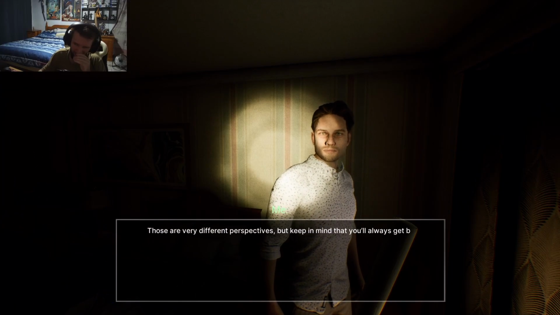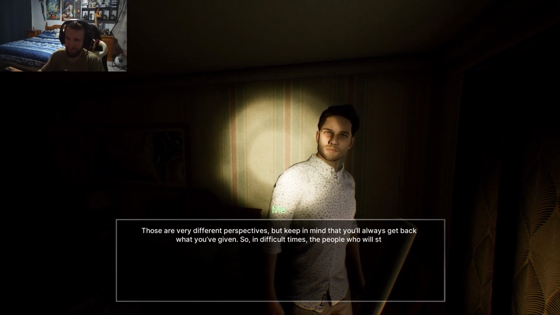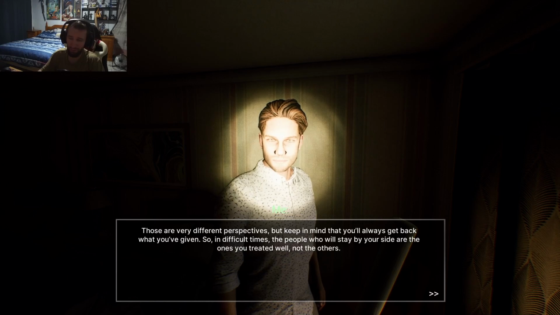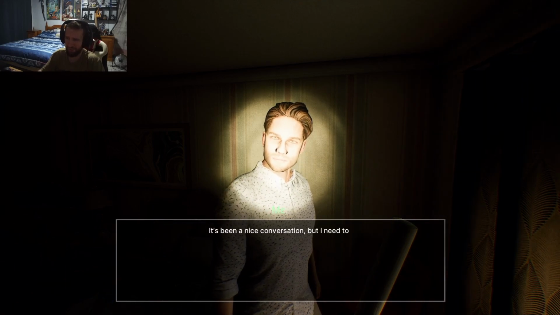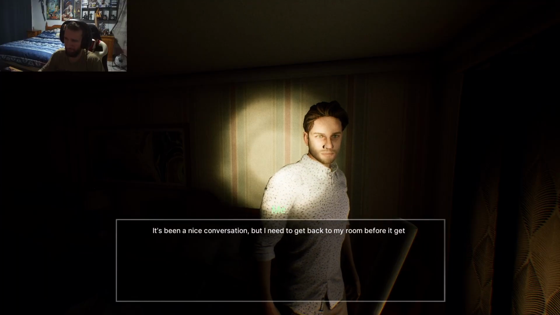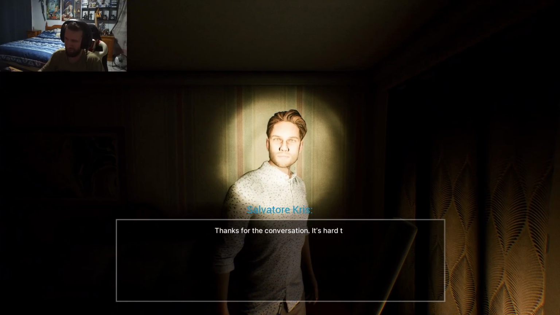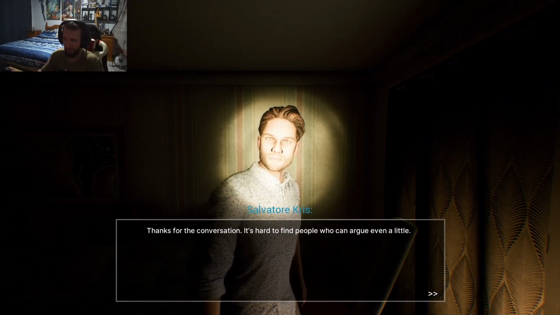But keep in mind that there's always a time to get back what you've given. So in difficult times, the people who will stand by your side are the ones you've treated well, not the others. It's been a nice conversation, but I need to get back to my room before it gets too late. Thanks for the conversation. It's hard to find people who can argue even a little.